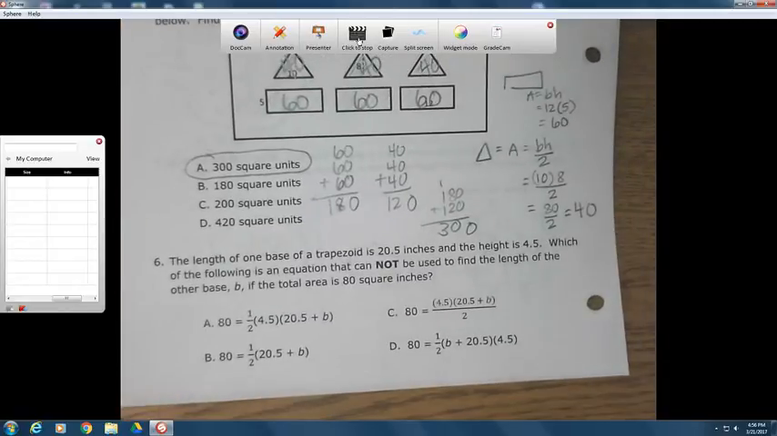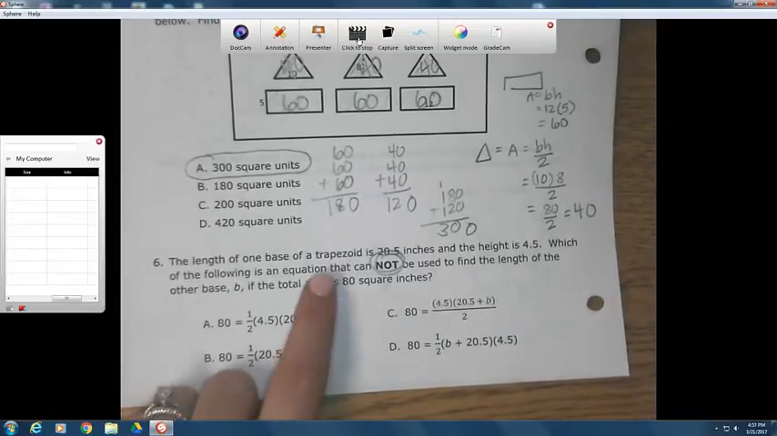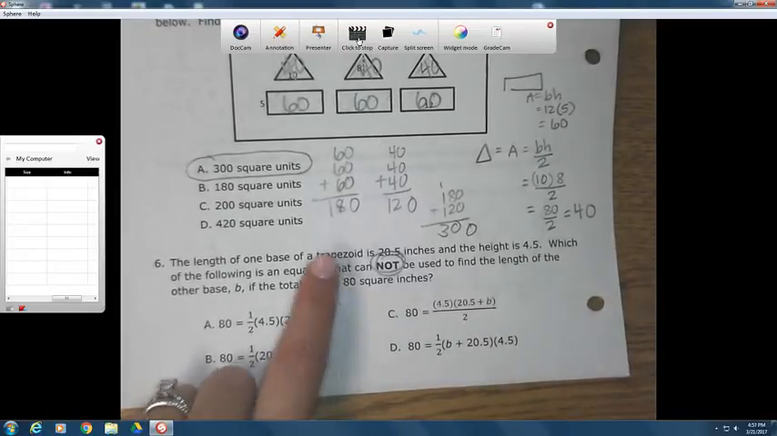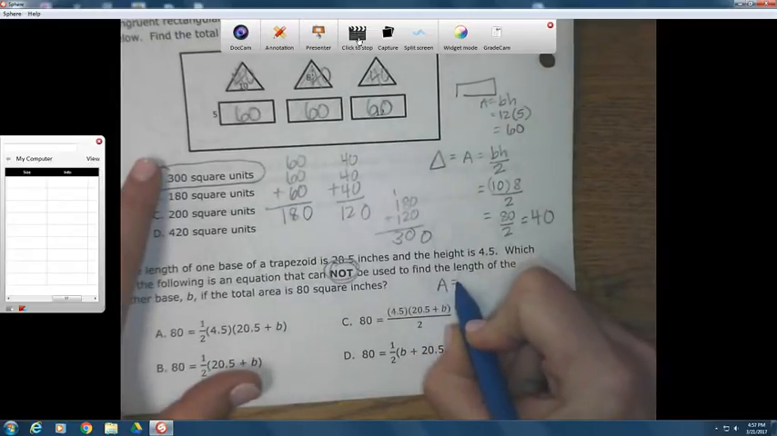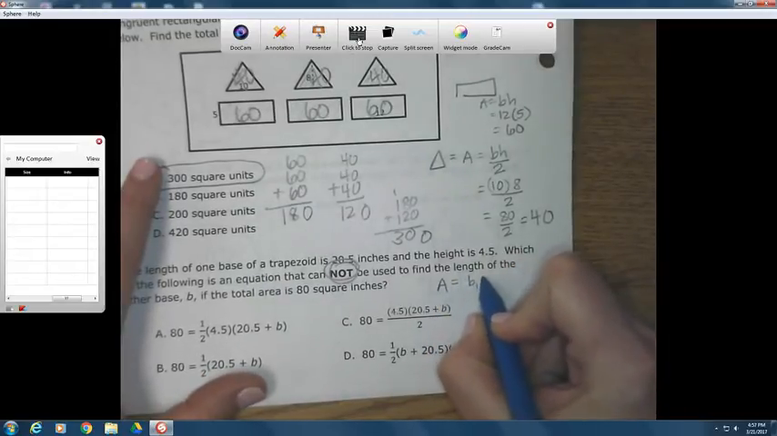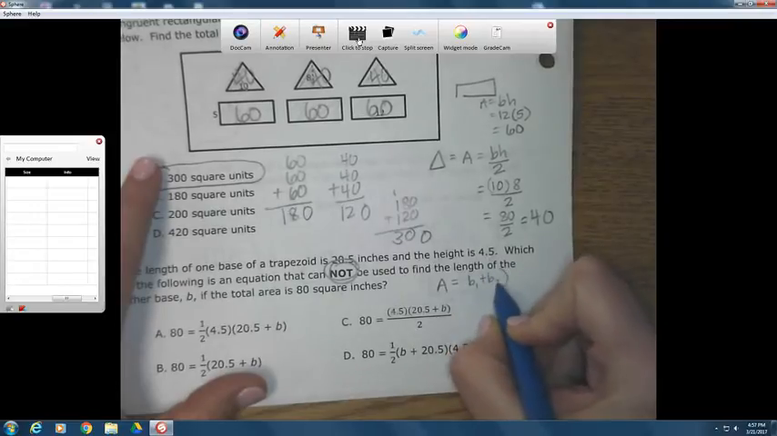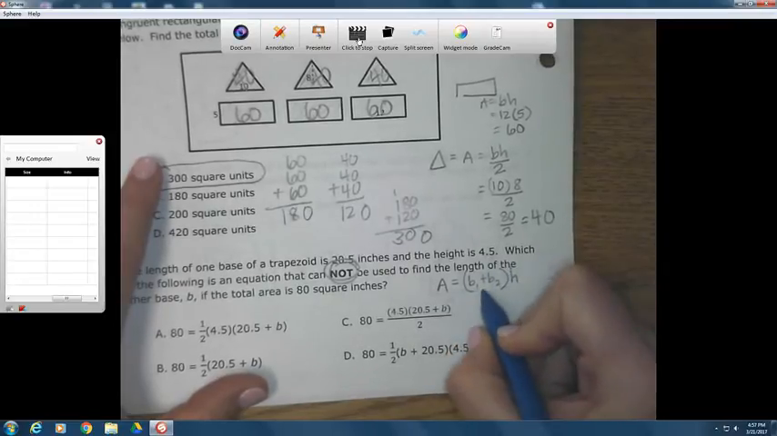The length of one base of a trapezoid is 20.5 inches, and the height is 4.5. Which of the following is an equation that cannot be used to find the length of the other base, B, if the total area is 80 square inches? First, we have a trapezoid. I know that my generic formula is area equals base 1 plus base 2 times the height divided by 2.